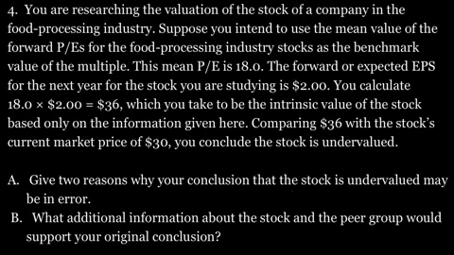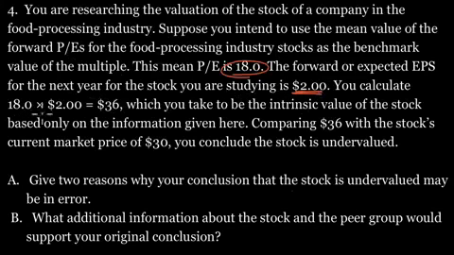Number 4, you are researching the valuation of the stock of a company in the food processing industry. Suppose you intend to use the mean value of the forward PEs for the food processing industry stocks as the benchmark value of the multiple. This mean PE is 18. The forward or expected EPS for the next year for the stock you are studying is $2.